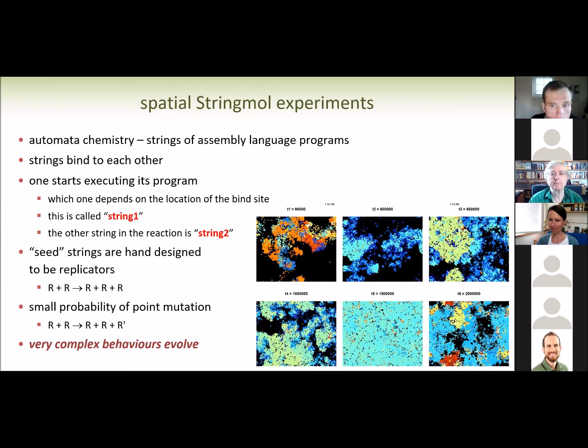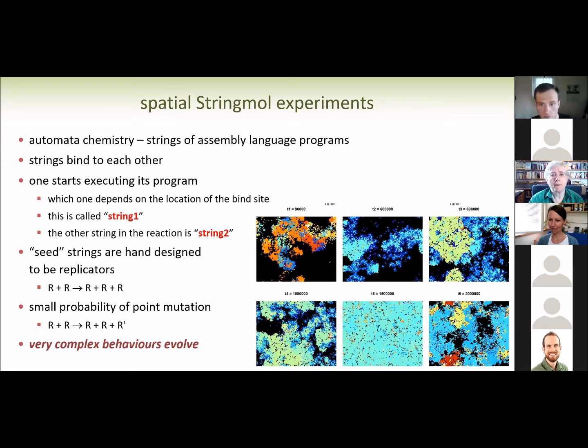no longer really works. String model experiments are typically started with hand-designed strings that are designed to replicate. So the design is that the two replicators bind, one executes and copies the other, and at the end of the reaction you have 3 replicator strings. However, there's a small probability of point mutation on the copy instruction, which means that you can end up with a mutated copied string. And with this very small point mutation, very complex behaviors evolve.